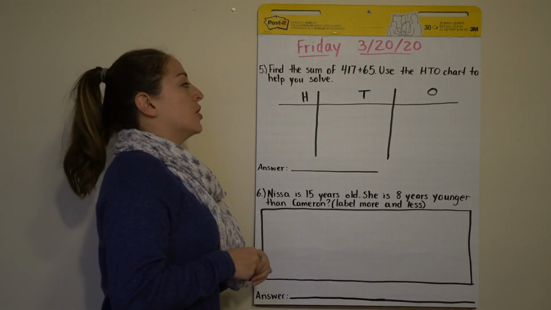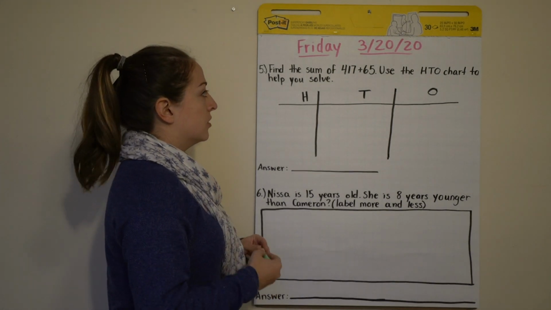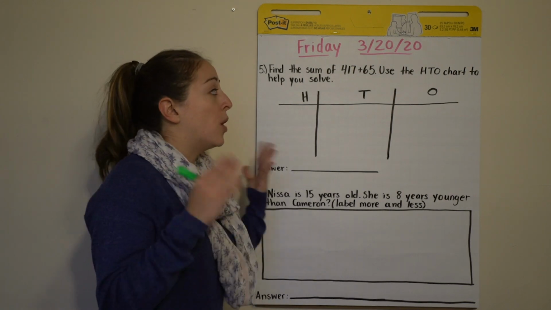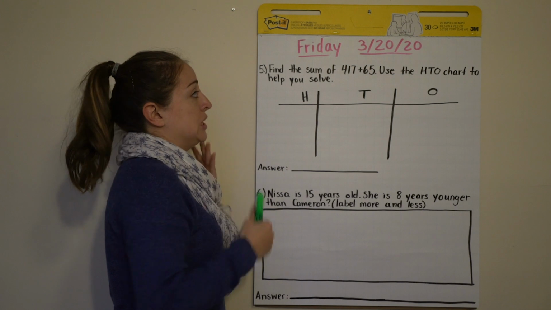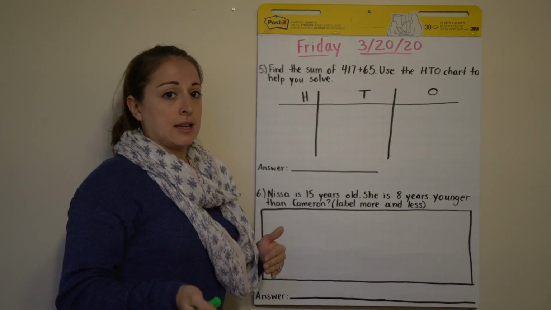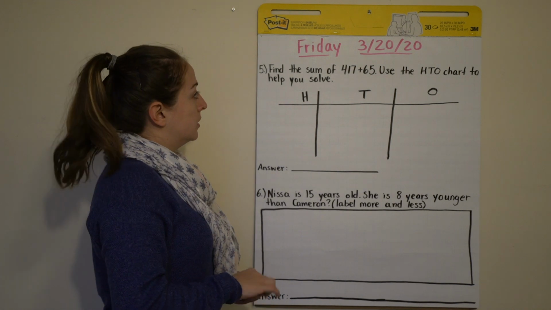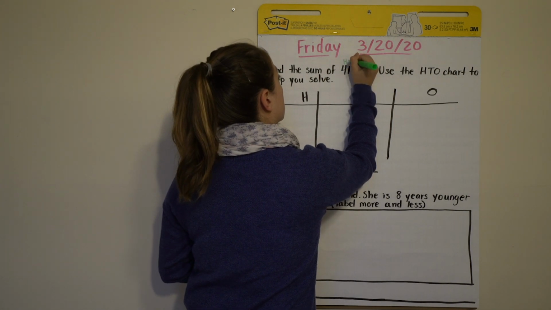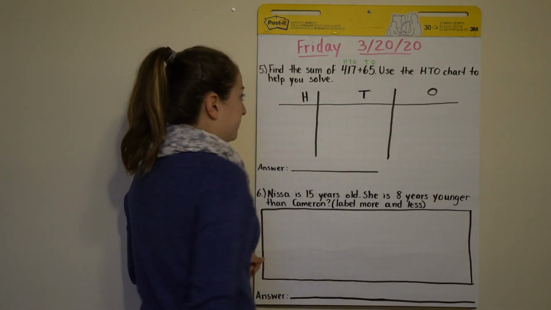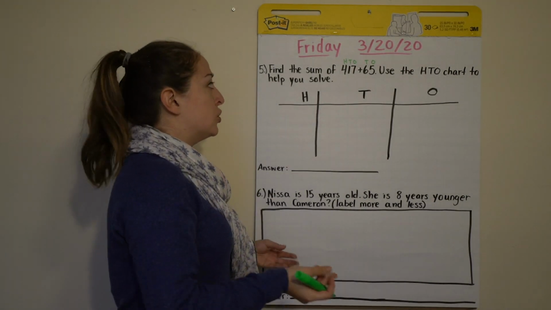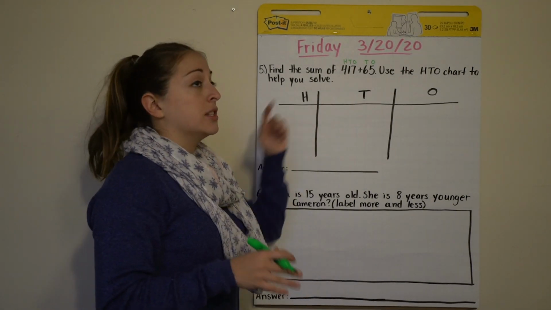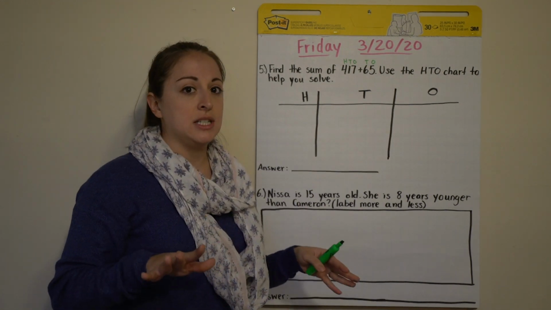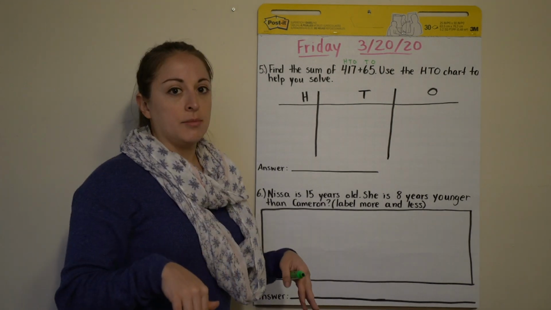Find the sum of 417 plus 65. Use the HTO chart to help you solve. Okay, so remember for what we did last time, I want you to label HTO on the top or TO if it doesn't have any hundreds. So do that real quick. Now what I want you to do is I want you to draw only the number 417 in this chart. Okay, so just represent 417 and then we'll move on slowly to the next number. So do that first.